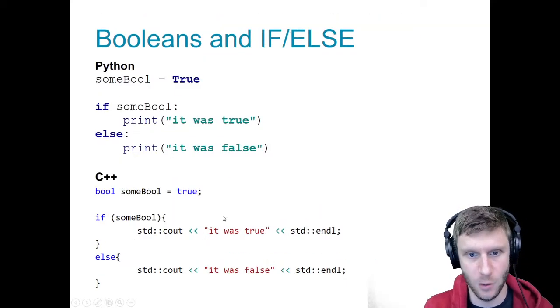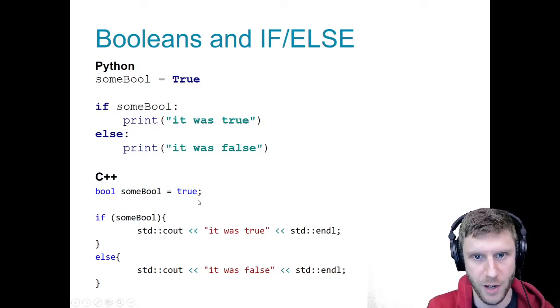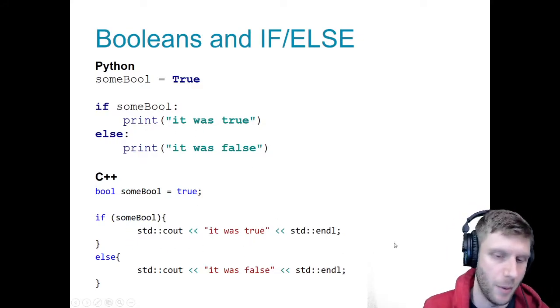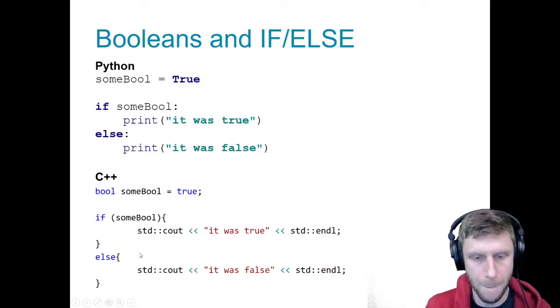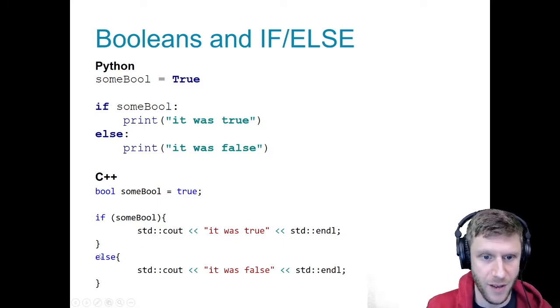In C++, here's the same idea. What do we see that's similar? Well, okay, we've got our print, we've got our print. Remember, C++ prints are a little different, but there we go. So the two prints are the same. If else looks good.